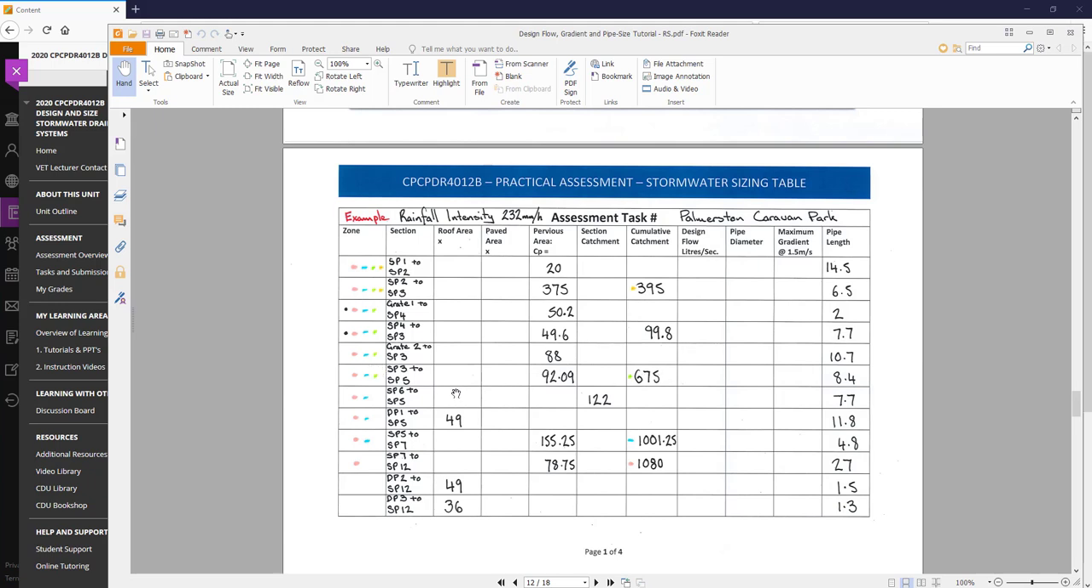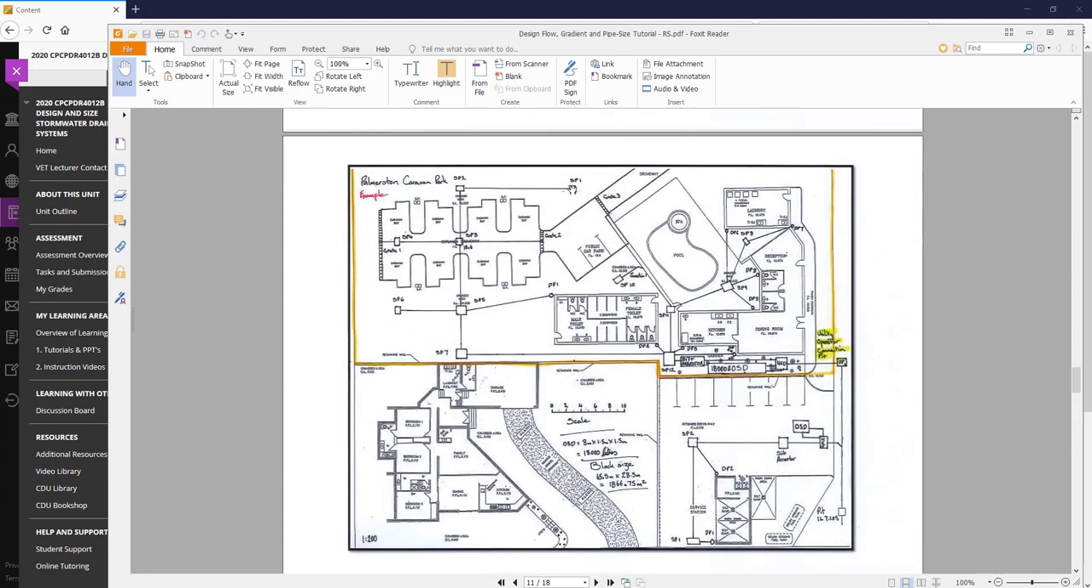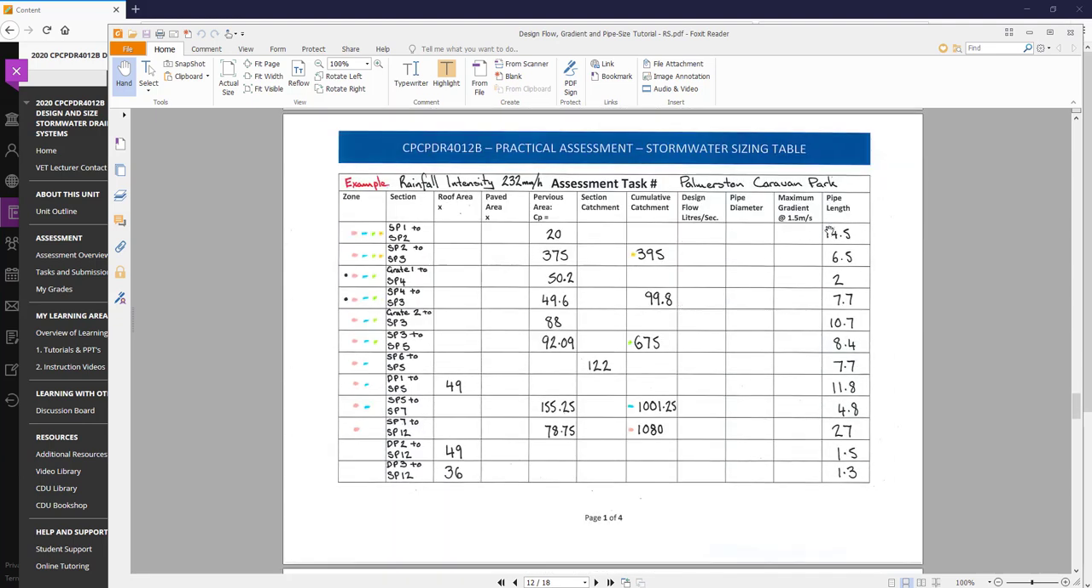All right, and then what we've got here is our pipe lengths. I've been through and I've measured all the pipe lengths, and you'll see there it's 14.5 metres from SP1 to SP2, 14.5 metres long. The only thing I've done is I've gone through and I've measured each section of pipe individually, which is what you would have to do. And that's where they are down on the right hand side there. So the only thing we don't have now is the design flow, the diameter, and the gradient. And all three of those things we're about to get here in a minute.